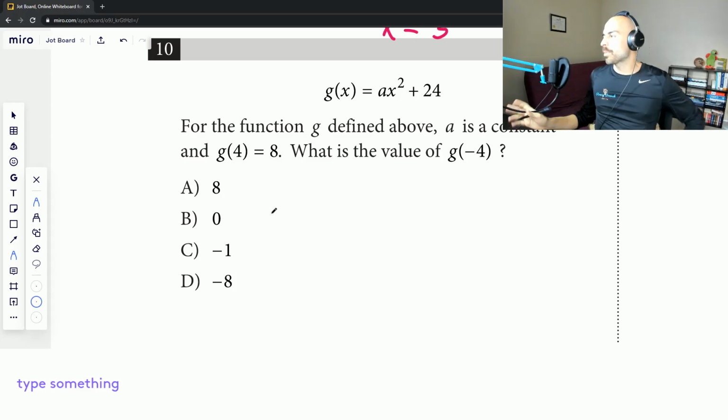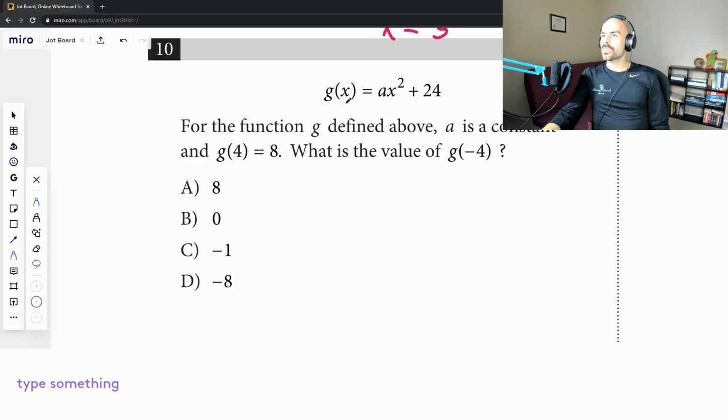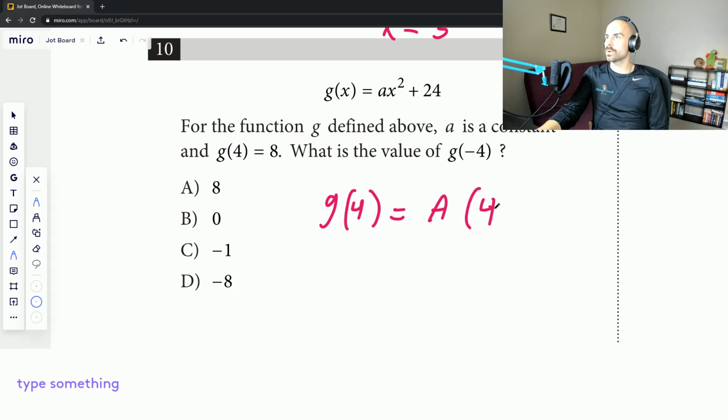So this is a problem where the quickest answer may not be so obvious. What they're asking us for is to solve for g of negative 4. So essentially, we know that when positive 4 is plugged in, g of 4 equals 8. Another way of rewriting that is that g of 4 equals a times 4 squared plus 24, and we know that all of this will equal 8. That's what that first term means.